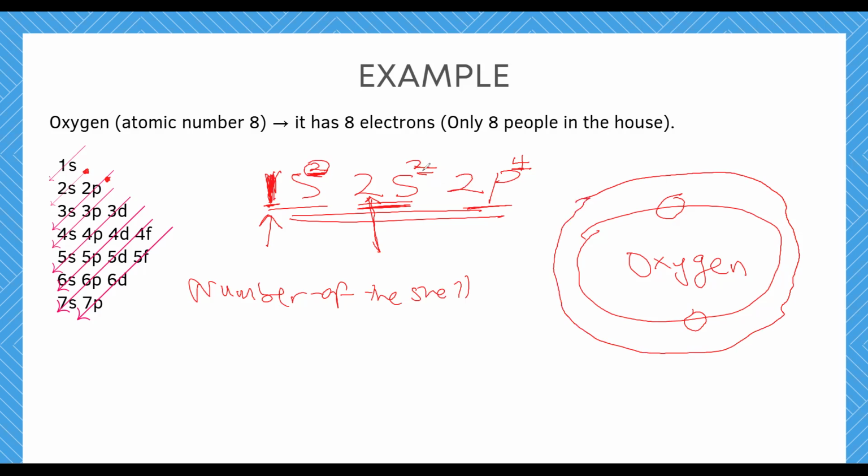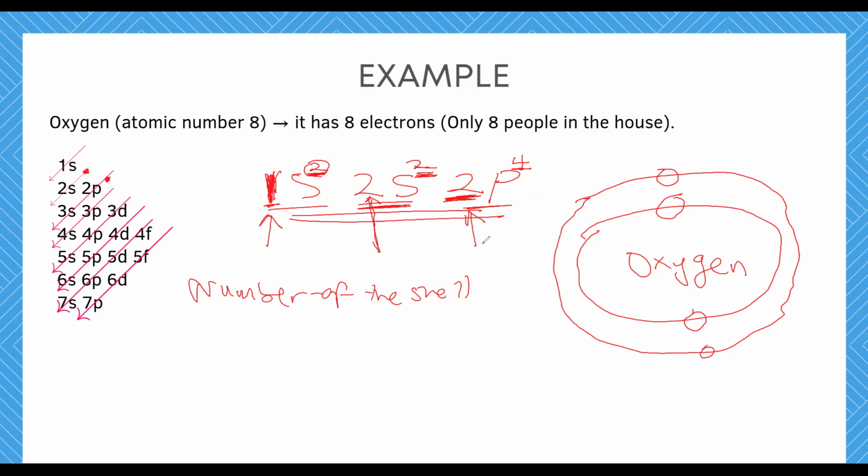Now, how many electrons are located here at first? 2. Thank you. I'm going to draw them, 1, 2. And then finally, I've come to the third one. What is the number here? 2. Thank you. So that is still shell number 2. I'm not going to draw a new shell because it is still shell number 2.